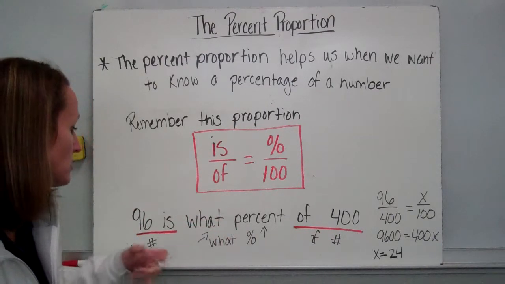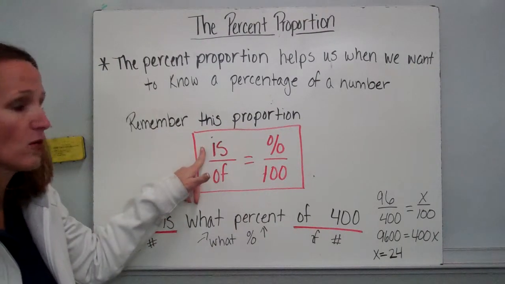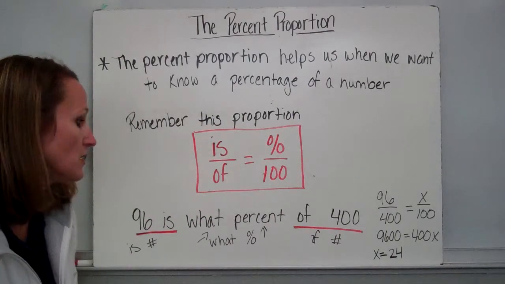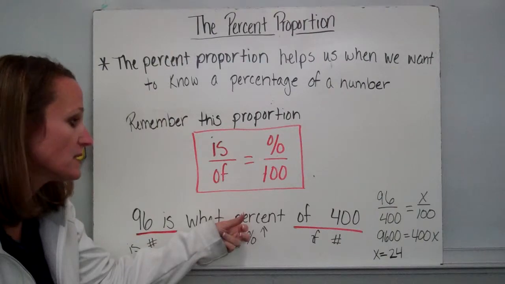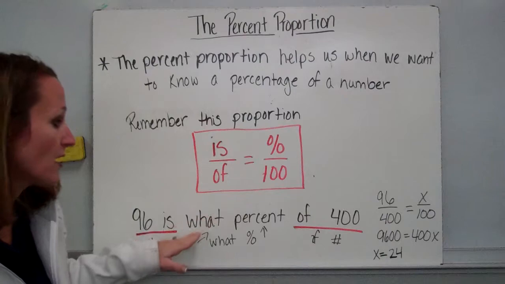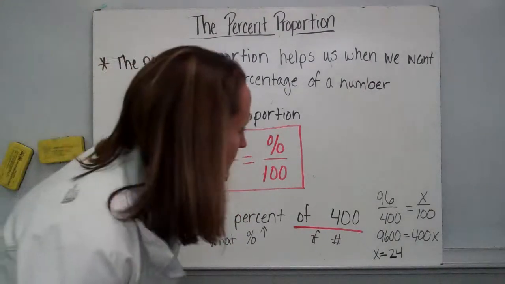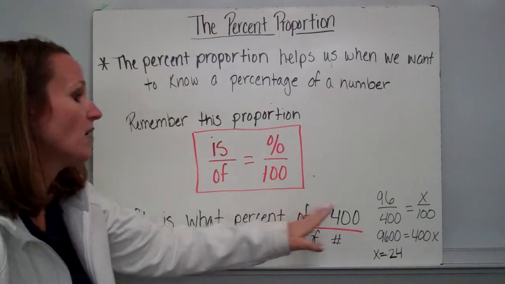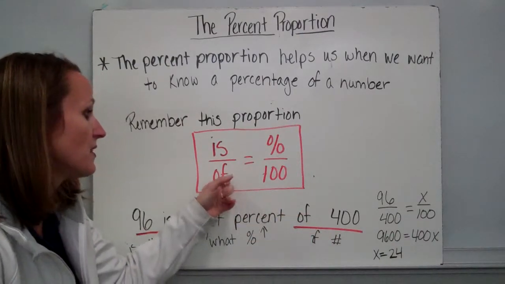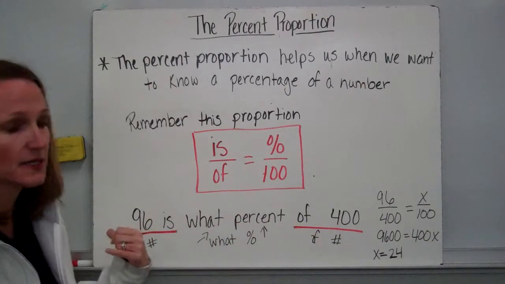So if we look at this question, we have 96 is. Well, that tells you that this 96 is going to go where the is in this equation. The what percent part tells us that we are looking for the percentage. So our x, or our variable, is going to go right here over our 100. If you keep looking at our question, we have of 400. Because the word of is in front of it, 400 is going to go down here under our 96.